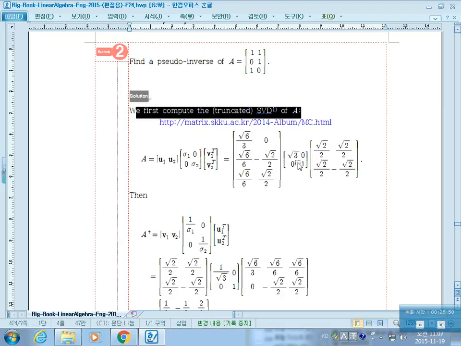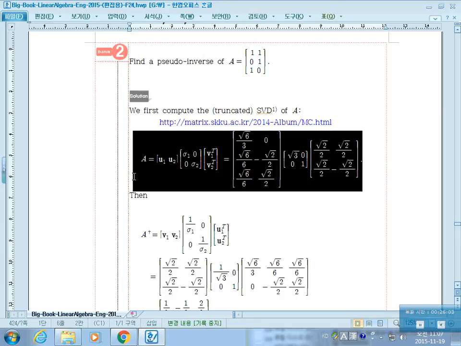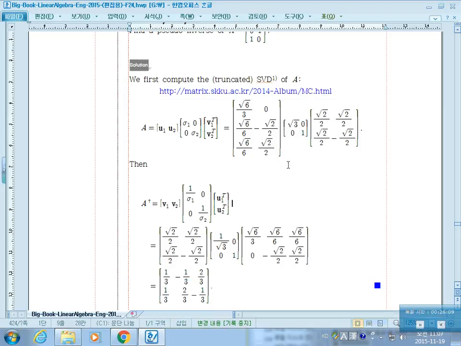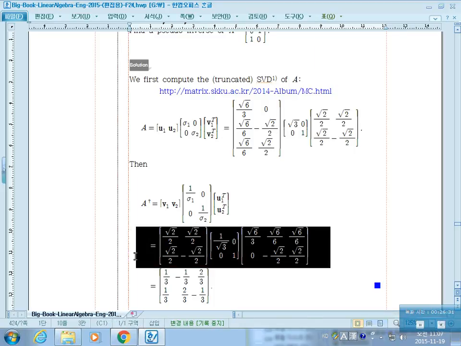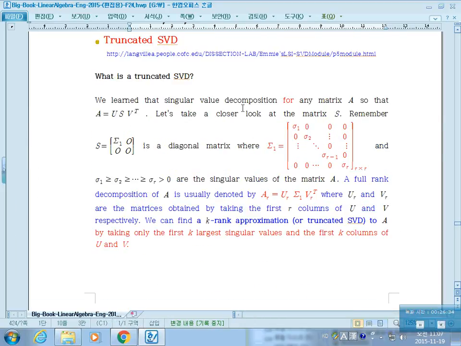So we can form a diagonal matrix, and we can find the eigenvalues of A transpose A, and the eigenvectors, and normalize them to find the matrices U and V. You can use the matrix calculator that I showed you. From here, you have U and sigma and V transpose. With these, A dagger can be written as V times the inverse of sigma times the transpose of U, like this. That gives us this.